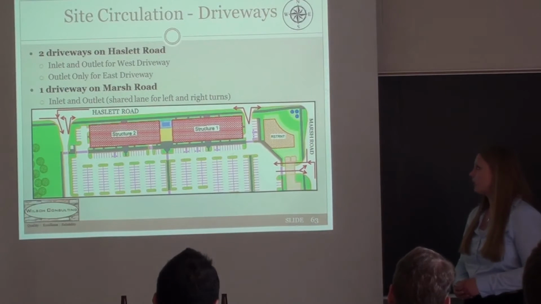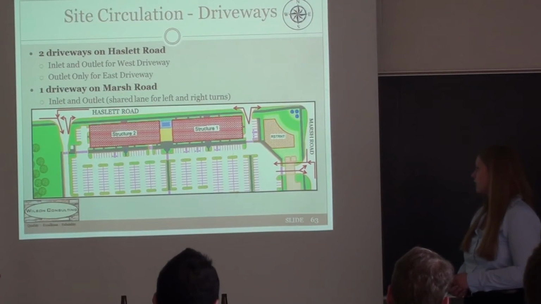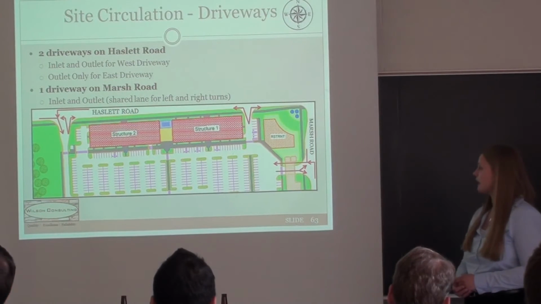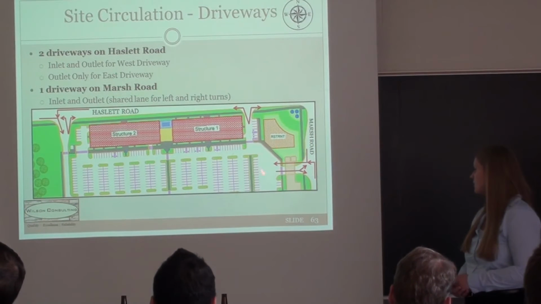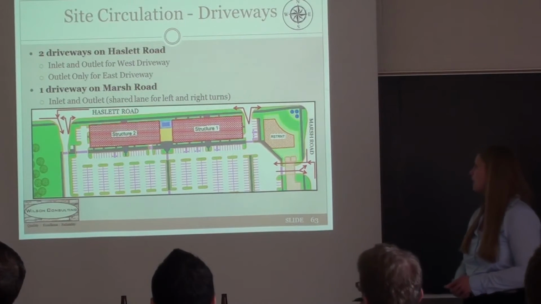So the 2 driveways that are on Hazlitt Road, we have the west driveway has an inlet and an outlet, and the outlet has separate lanes for the left and right turns. The east side driveway on Hazlitt Road has just an outlet, so it's an exit only, and there are separate lanes for the left and right turns. Our Marsh Road entrance and exit is shared lanes for the left and right turns for the outlet, and then 1 lane also for the entrance.